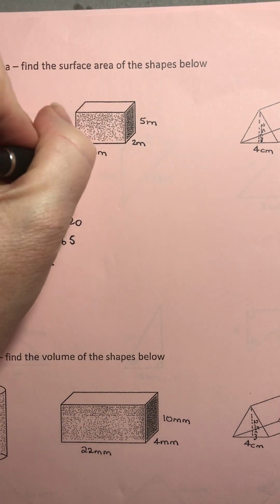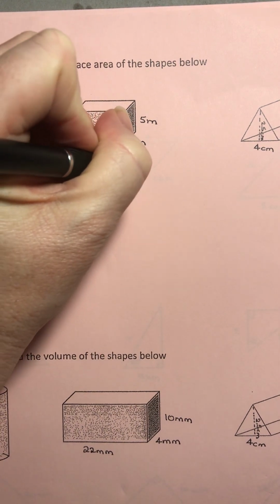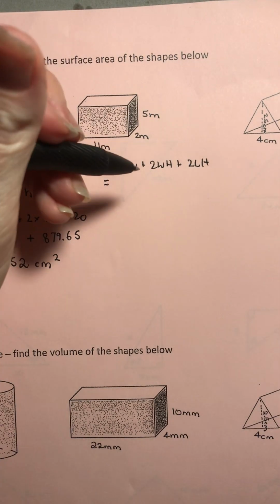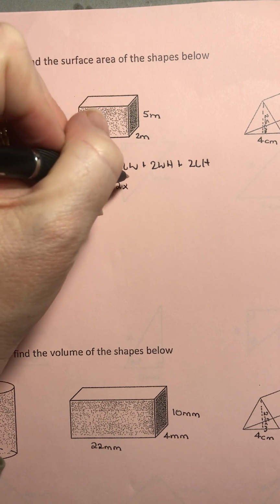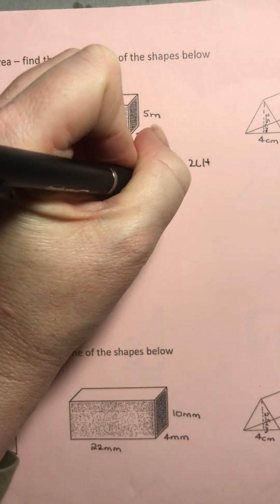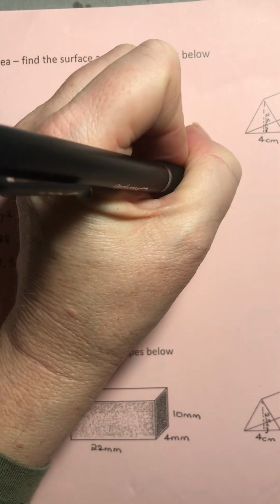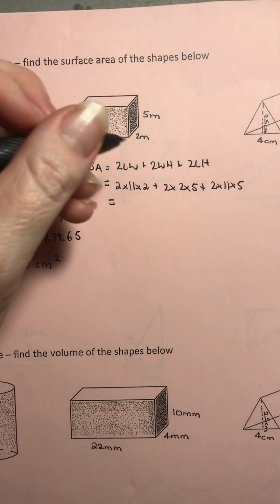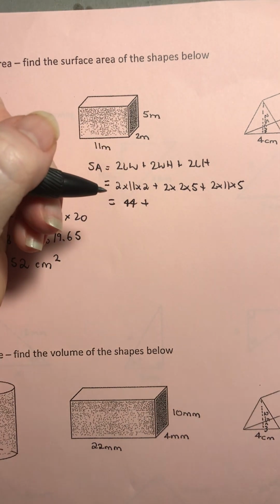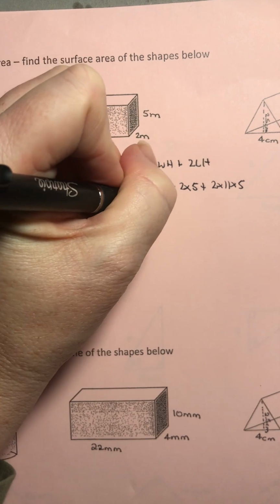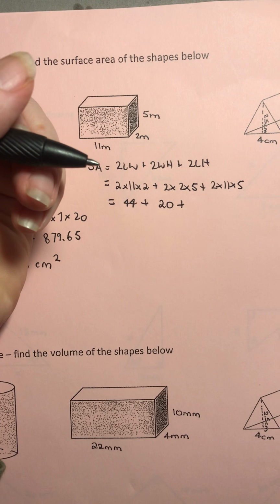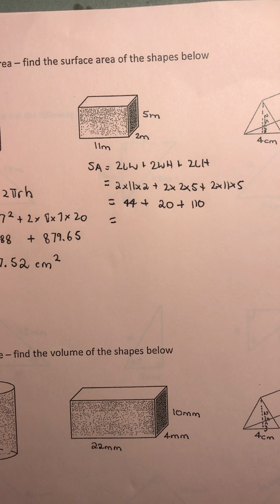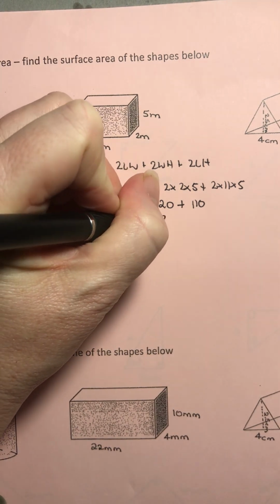Now, we've got over here our box. Our surface area for that is going to be 2LW plus 2WH plus 2LH. Now, this one isn't on the formula sheet, but you can break that into the different shapes. So we've got 2 times 11 times 2 plus 2 times 2 times 5 plus 2 times 11 times 5. And we will work those ones out. And we get 44 for the first one. We get 20 for the second one. And we get 110 for the third one. Then we're going to add them up. And we get 174 meters squared.